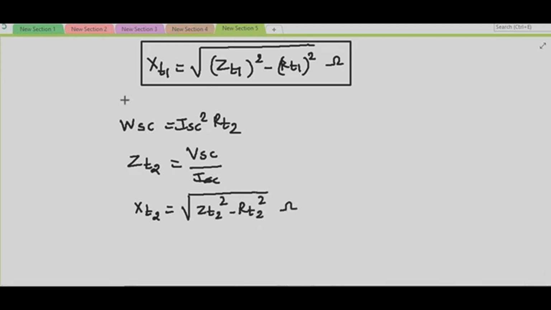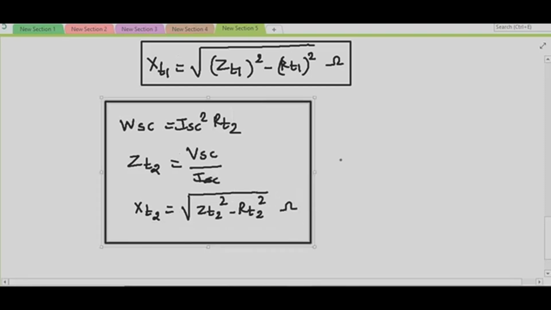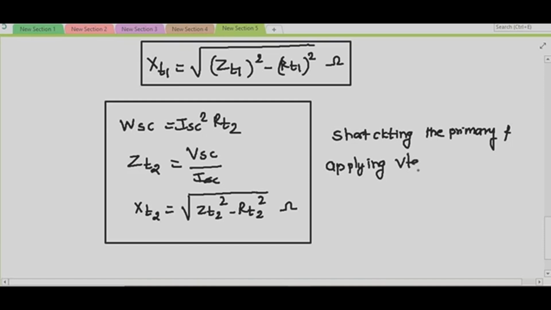So these are the formulas. If you are short circuiting the primary and applying voltage to the secondary, in that case you have to draw the equivalent circuit referred to the secondary side only, because you are applying voltage to the secondary.